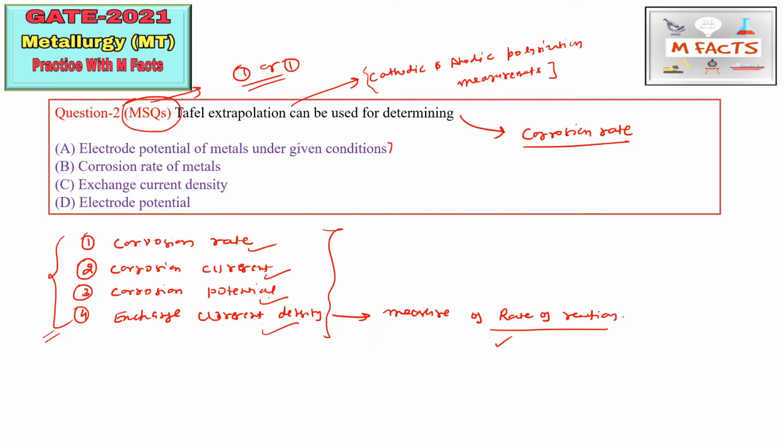The first option is electrode potential of metal under given condition. We cannot measure the electrode potential this way, and option D is also wrong because it asks for electrode potential. Option B is corrosion rate of metals, which we can measure using Tafel extrapolation. Option C is exchange current density, which may also be measured through Tafel extrapolation. So B and C are the correct answers for this question. This question is very nice. You can understand the concept through the graphs given in M.G. Fontana for Tafel extrapolation.